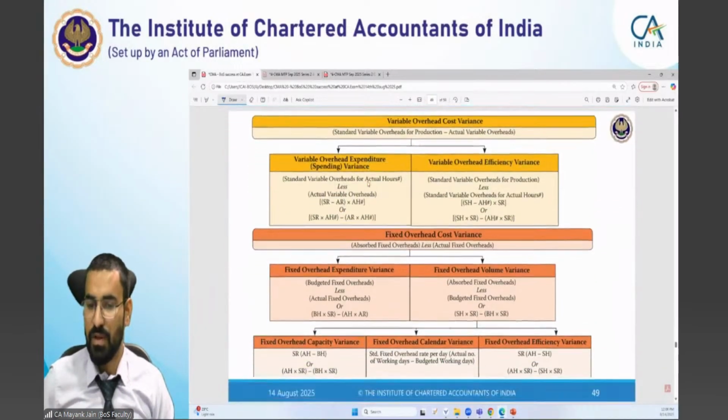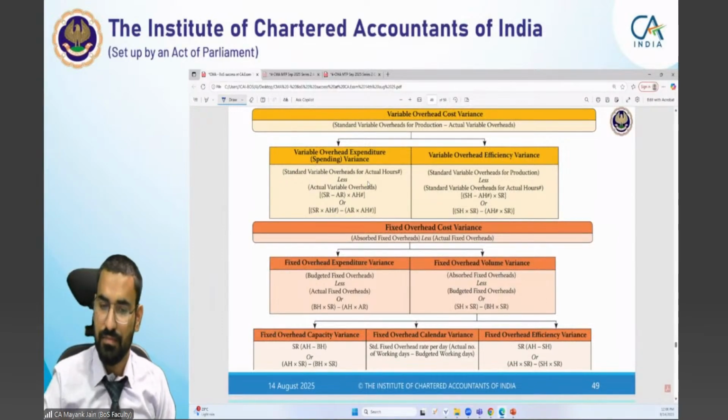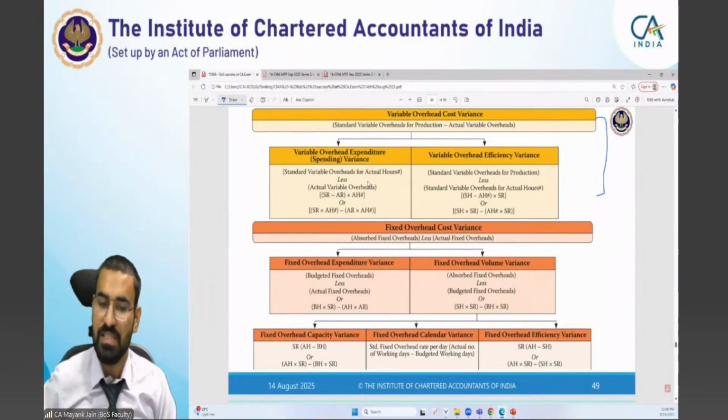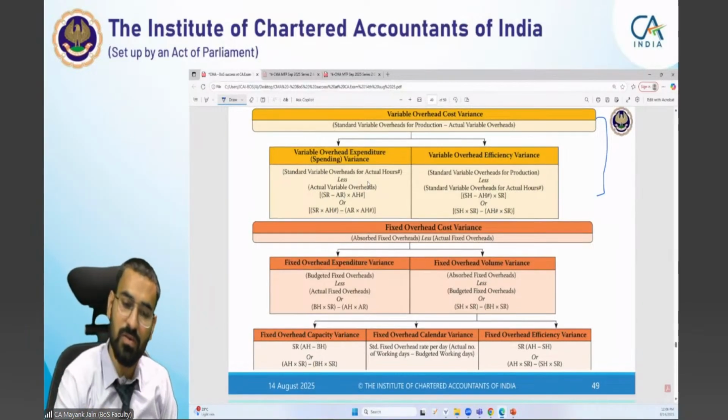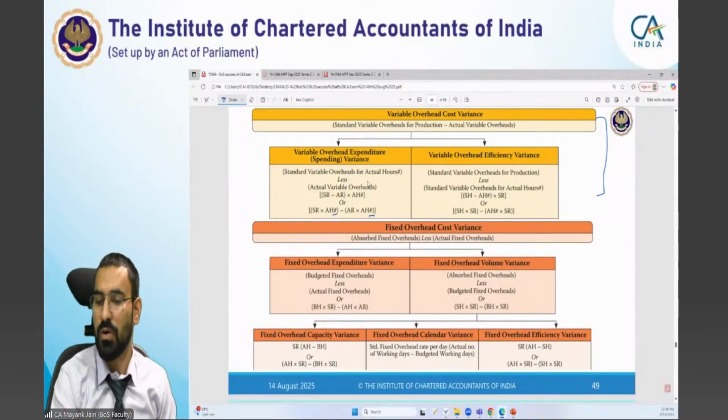Next is variable overhead cost variance. You may take a screenshot. It is only the efficiency variance and the expenditure variance. This also covers the actual hours worked, not paid. Next is fixed overhead cost variance.